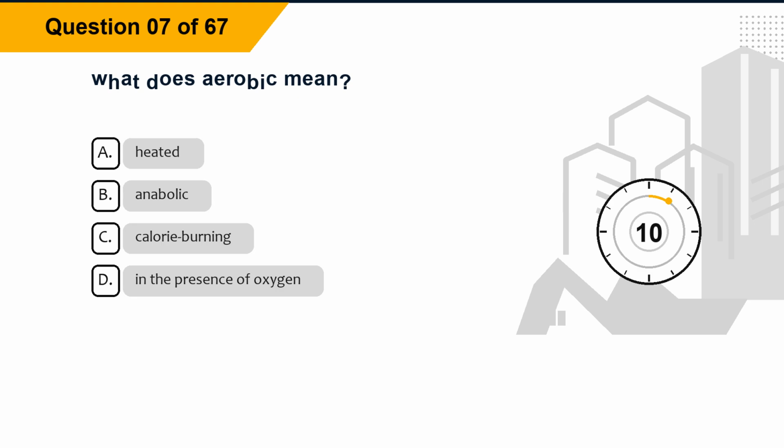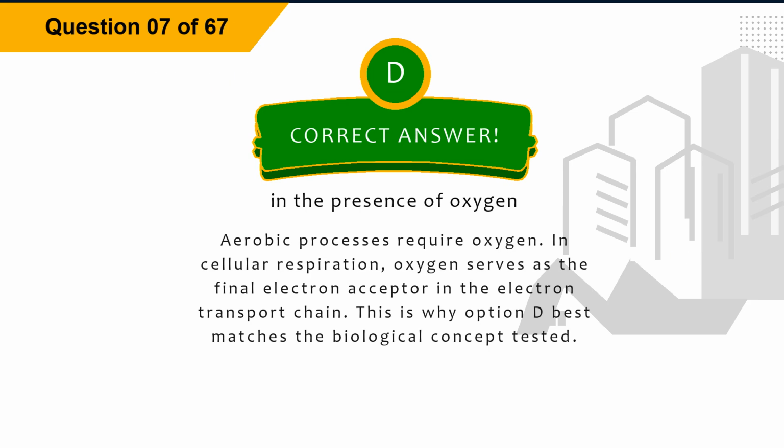Question 7. What does aerobic mean? Option A, heated. Option B, anabolic. Option C, calorie burning. Option D, in the presence of oxygen. The correct answer is option D, in the presence of oxygen. Explanation. Aerobic processes require oxygen. In cellular respiration, oxygen serves as the final electron acceptor in the electron transport chain. This is why option D best matches the biological concept tested.